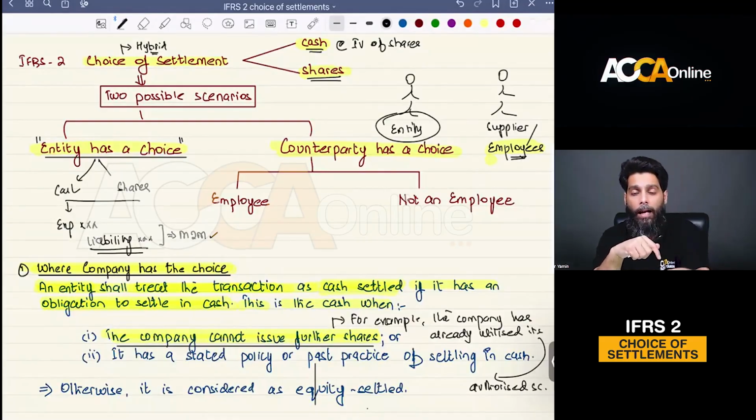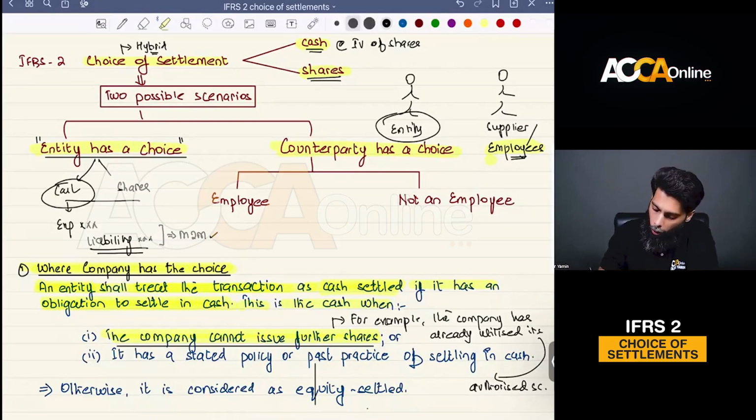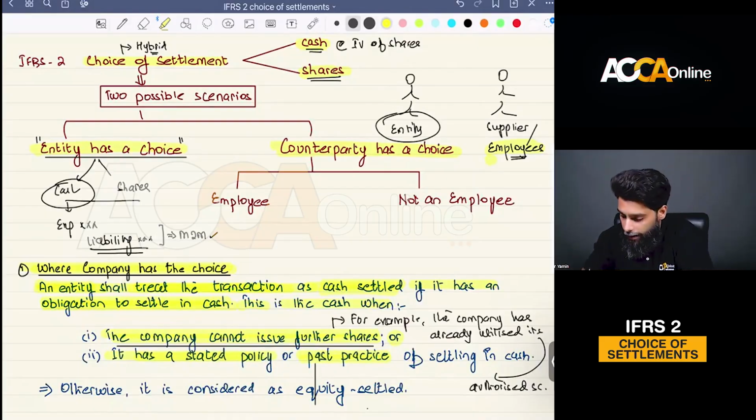If that is the scenario, try to record this transaction as a cash settled share based payment, because the commercial reality is that if the entity cannot issue further shares, the entity will eventually decide to settle this transaction in cash. And IFRS 2 also provides another indication. Look out for whether there is a stated policy of the entity or a past practice that gives you guidance that the entity will be settling in cash.